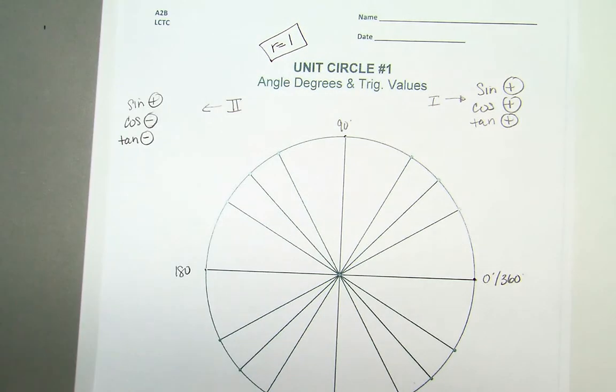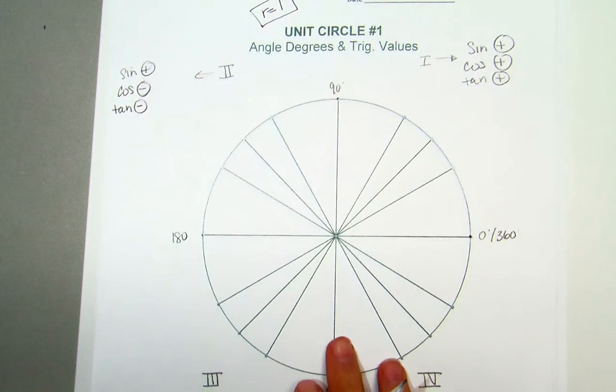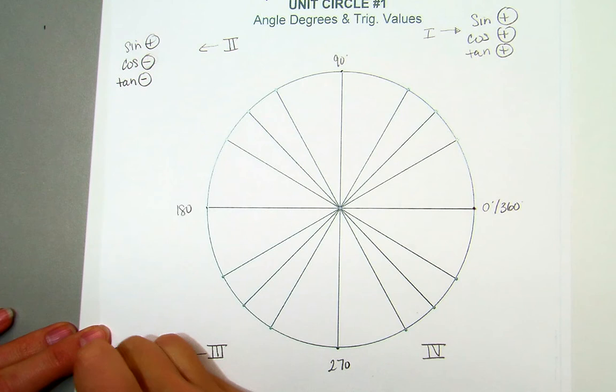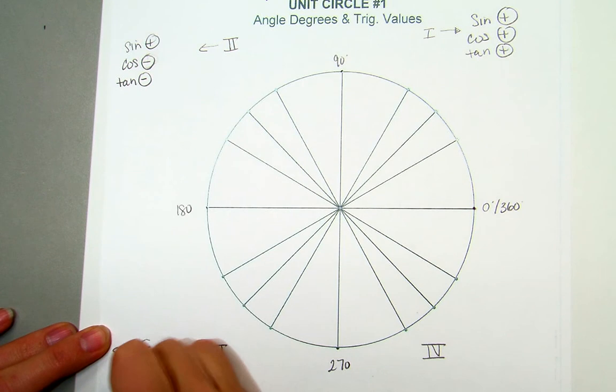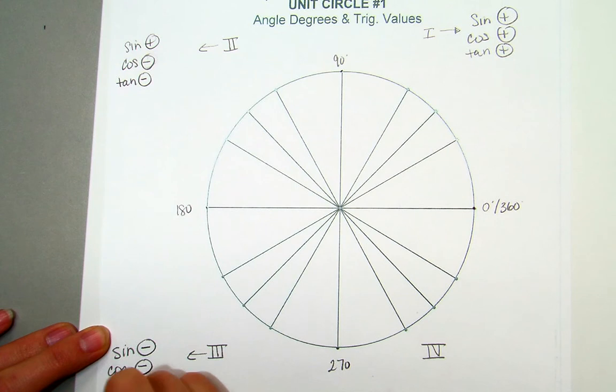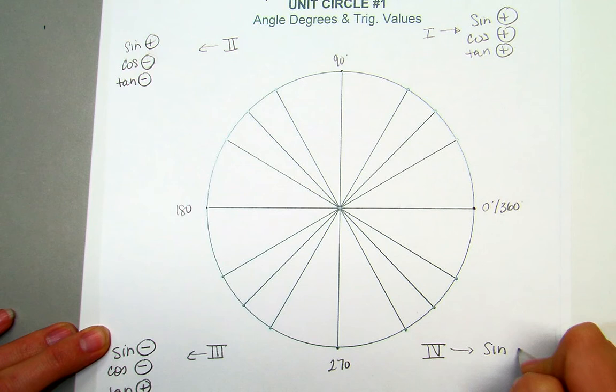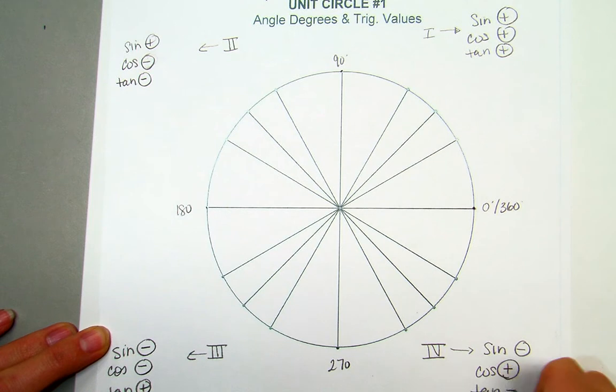I also know that in quadrant 3, sine will always be negative, cosine will always be negative, and tangent will always be positive. And in quadrant 4, sine will always be negative, cosine will always be positive, and tangent will always be negative.